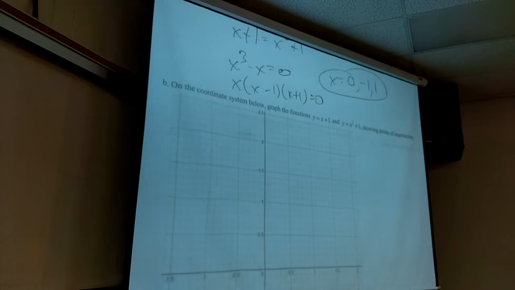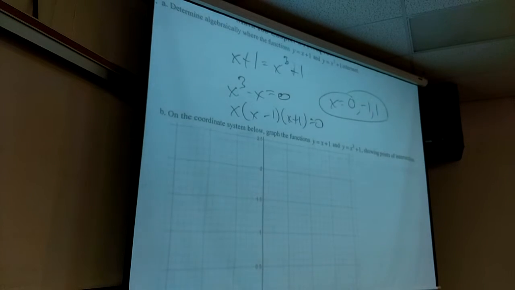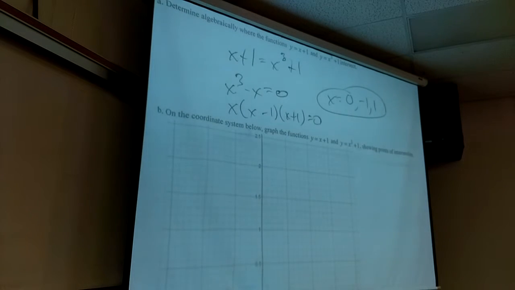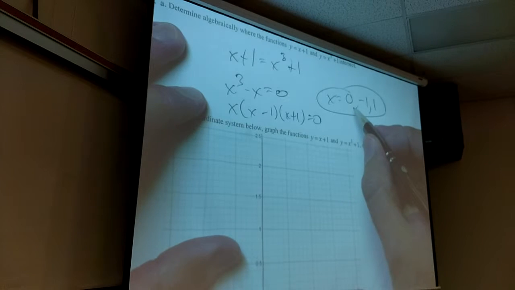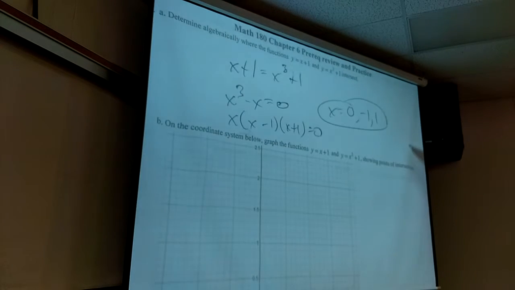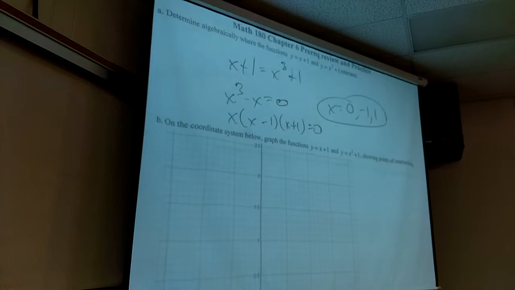It's kind of nice to have three locations where these things meet. So I have three points where these guys meet. That's pretty good. And then I could just draw the shape on top of that.